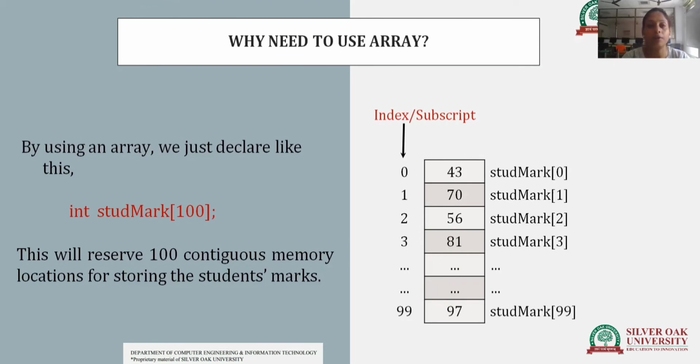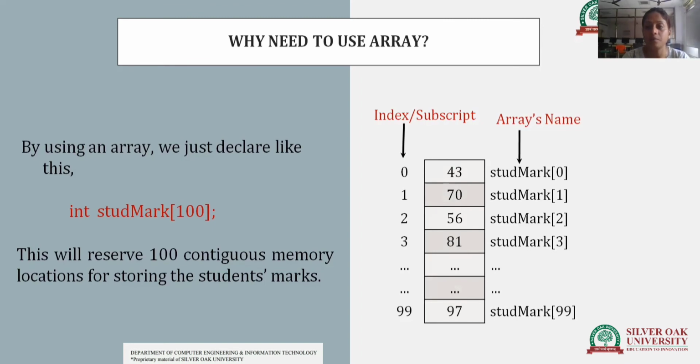So if we want to bifurcate each and every element in between, meaning we want to individually bifurcate the 100, we use this index number. Index number will start from 0 and end up till 99. So total 100 students' information you can store, and this type of memory blocks will be created in the backend.